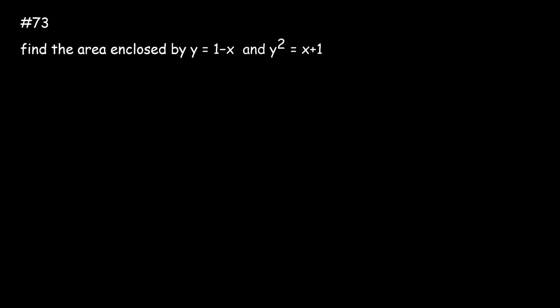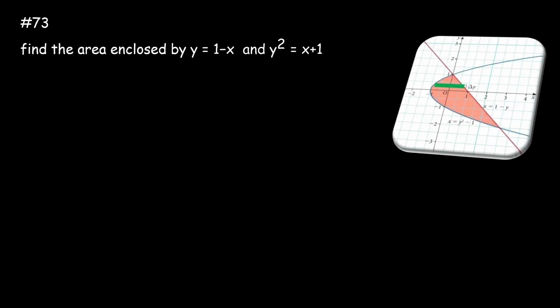Question 73. Find the area enclosed by y equal to 1 minus x and y squared equal to x plus 1. Here's what the graph looks like. You can plot this using decimals, and you would see that you would need to go with respect to y from what the shaded region looks like. So you need to make x the subject of the formula in each of these cases.